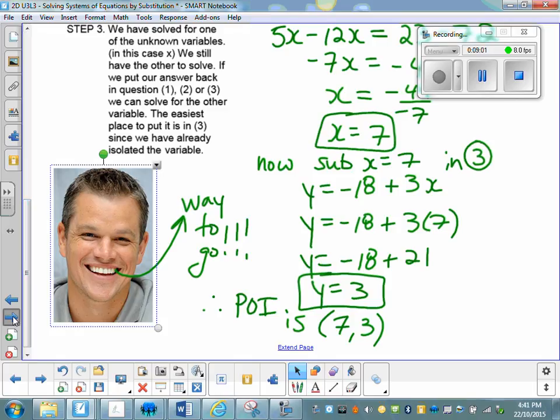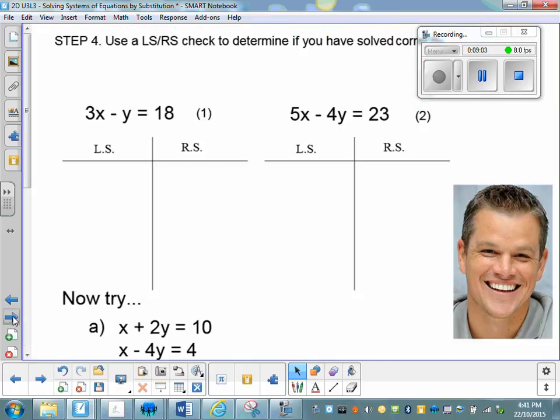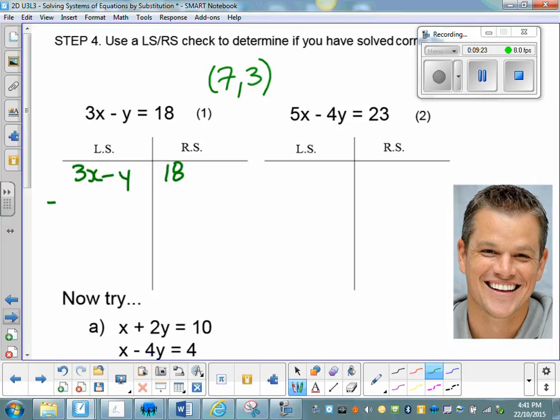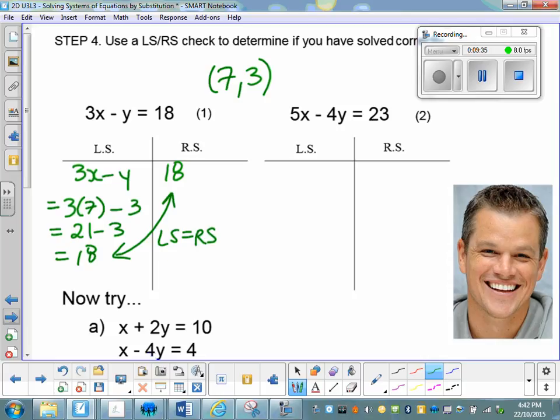All right, let's take a look at the check here. Okay? So for our check, we need to rewrite our point there. So the point that we're trying to check is the point 7, 3. So in equation 1, I put 7 in for x, I put 3 in for y, I get 18, and you can see that these two are equal to each other. So that's good.